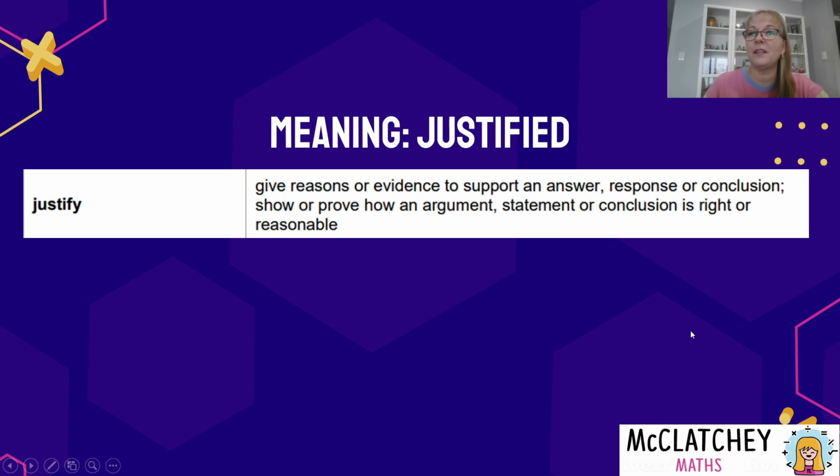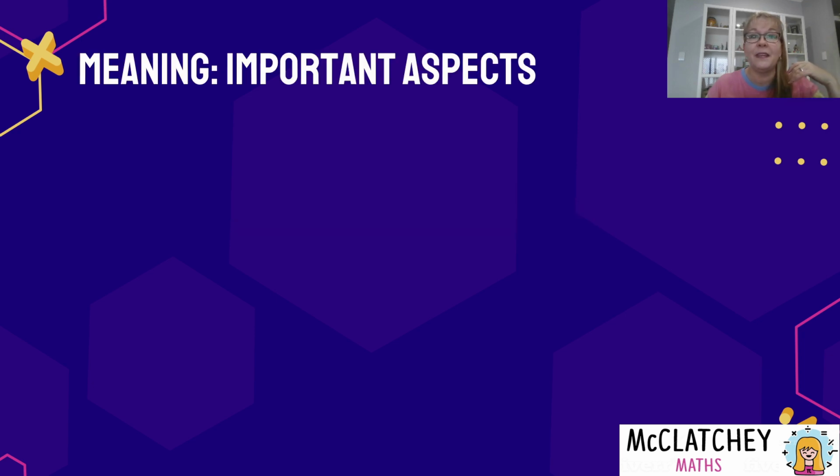So first of all, the word justify is where we get the word justified from, and this means that we're giving reasons or evidence to support our answer. So as we're talking about statements of observations and assumptions, we're giving reasons why we've made those observations and assumptions. It also shows or proves that an argument, a statement or a conclusion is correct or right and is reasonable. So this is what we're looking to do. It's sort of like the documentation we used to have to do in the old ISMG, but now it's using this word justified, which is more aligned to the cognitive verbs that we're expected to do right across our subjects.